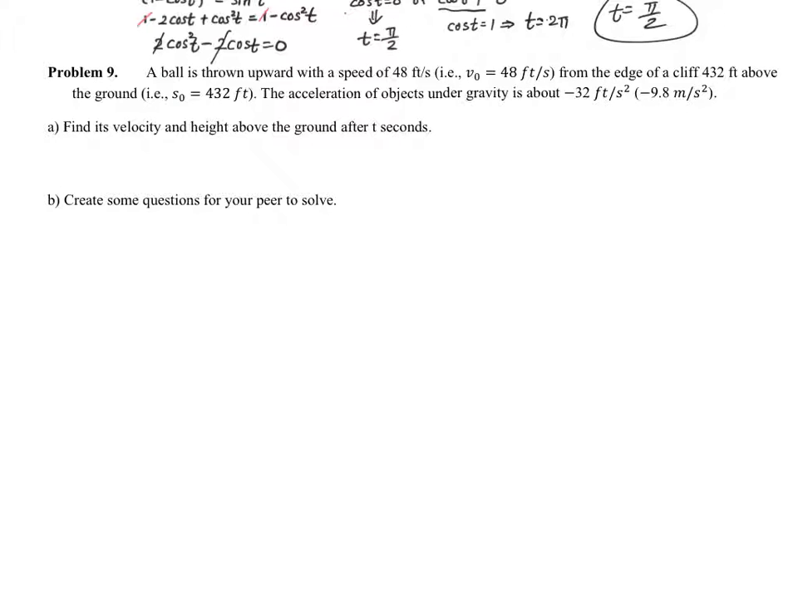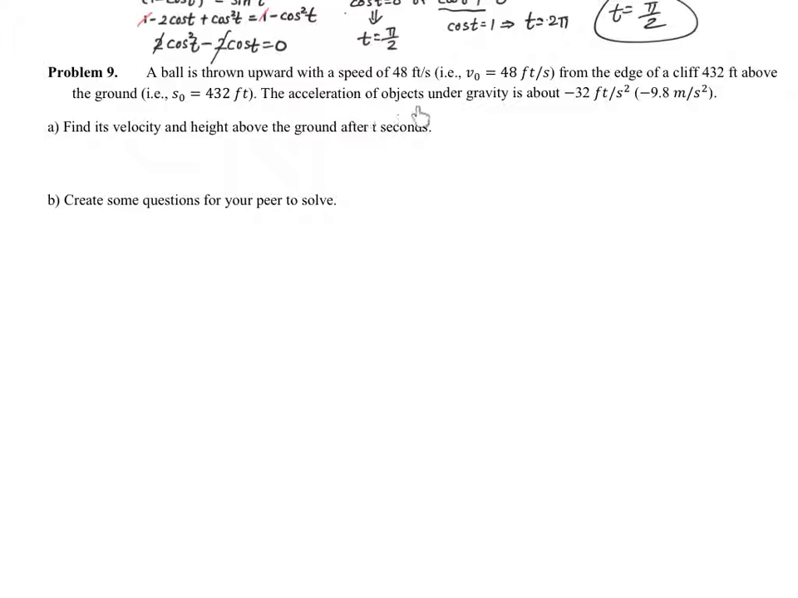Here's the last question in this section. You have done this type of problem many times, so let's take a look at this. A ball is thrown upward with this initial speed. Therefore, you should interpret this as v sub 0 equals 48 feet per second, from the edge of a cliff 432 feet above. So this will be your initial position, which is S0 is 432.